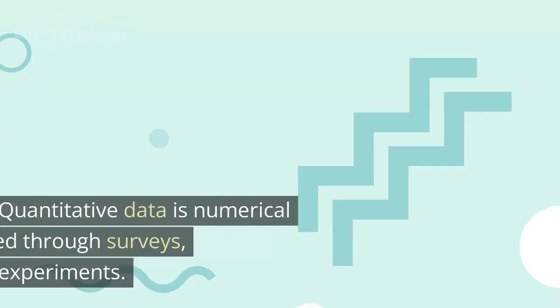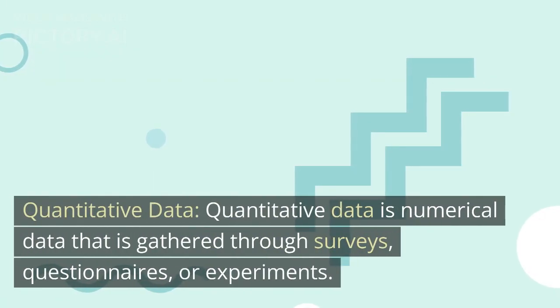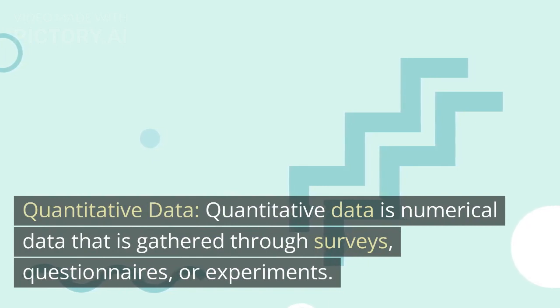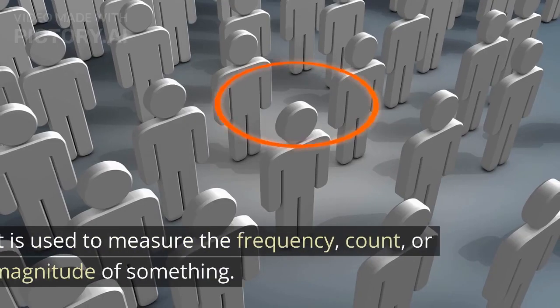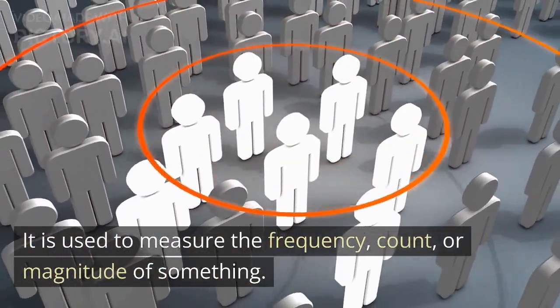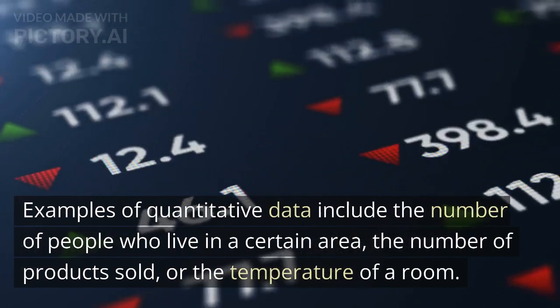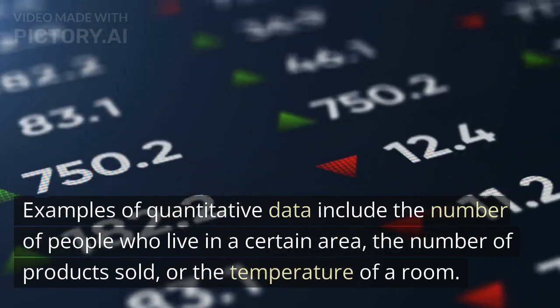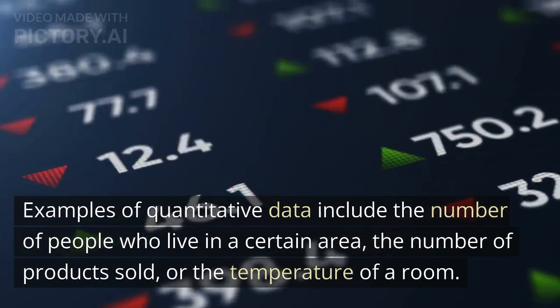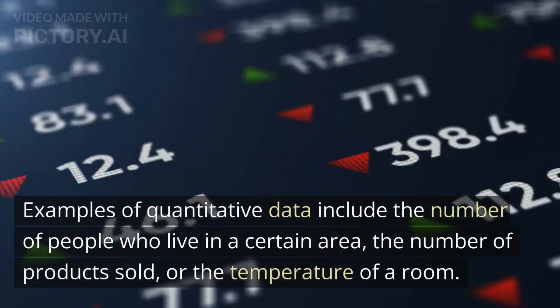Quantitative data. Quantitative data is numerical data that is gathered through surveys, questionnaires, or experiments. It is used to measure the frequency, count, or magnitude of something. Examples of quantitative data include the number of people who live in a certain area, the numbers of products sold, or the temperature of a room.